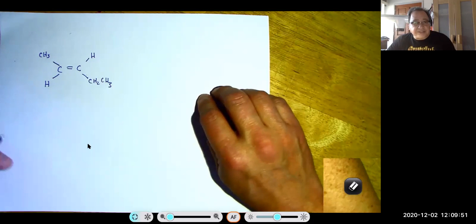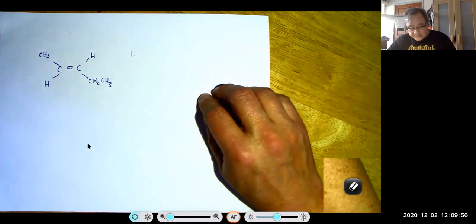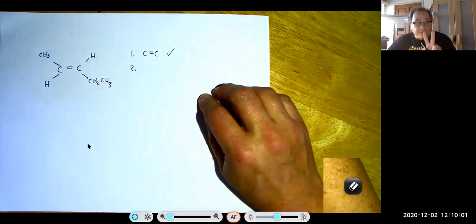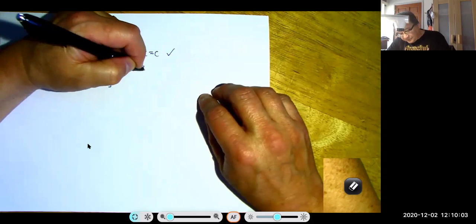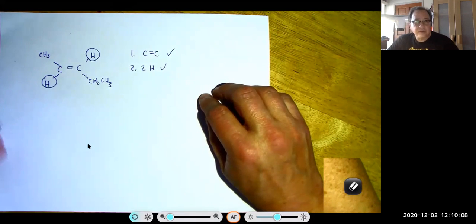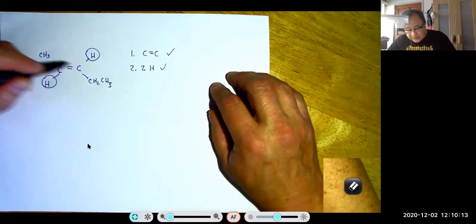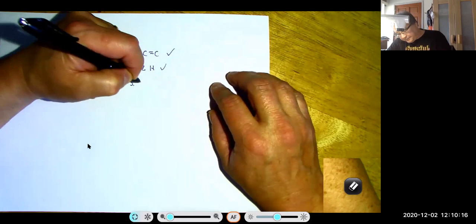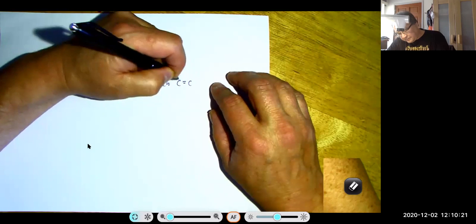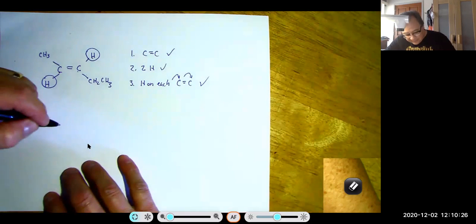Okay, does this have cis-trans isomerism? Let's check it out. Does it have a double bond? Check. Does it have 2 hydrogens? Check. 1, 2. Does it have 1 hydrogen on 1 carbon of the double bond and 1 hydrogen on the other carbon of the double bond? Check. So this does have cis-trans isomerism.